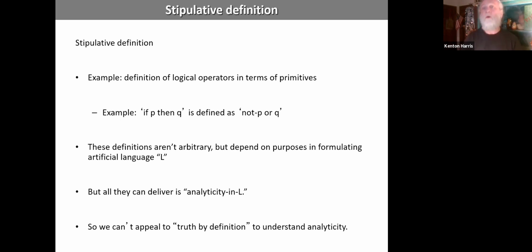So I said, okay, in this artificial language, we can swap these two. And I've stipulated relative to this language, these are move-aroundable. But I'm not grasping at anything which is necessary outside of the particular language I'm speaking at the moment. So all they can deliver is analyticity in L, that particular language. So we can't appeal to truth by definition to understand analyticity.